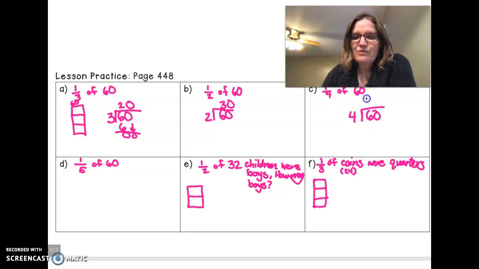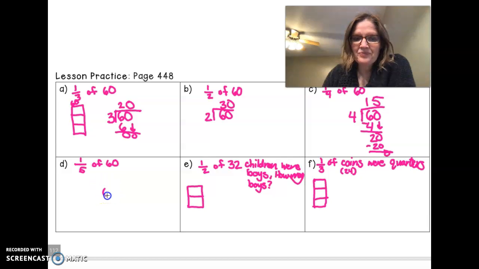6 can be divided by 4 one time. 1 times 4 is 4. Subtract, 6 minus 4 is 2. Pull down our 0. 20 can be divided by 4 5 times. 4 times 5 is 20. Subtract, we have 0. So 1/4 of 60 is 15, which makes sense. Think 15 minutes of an hour.